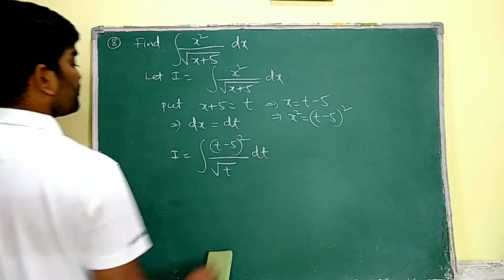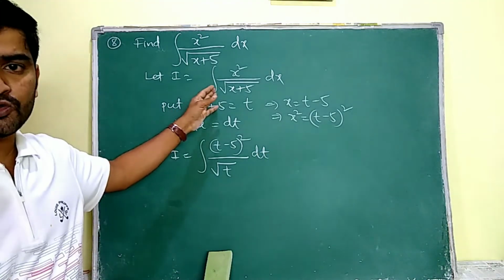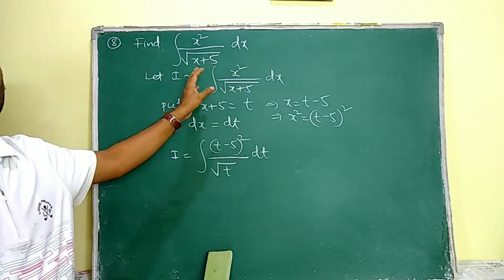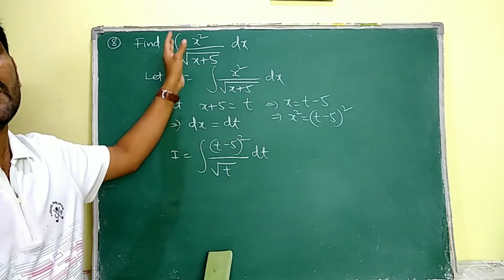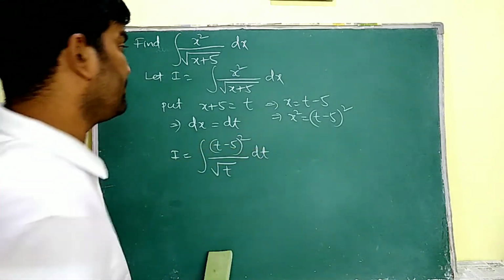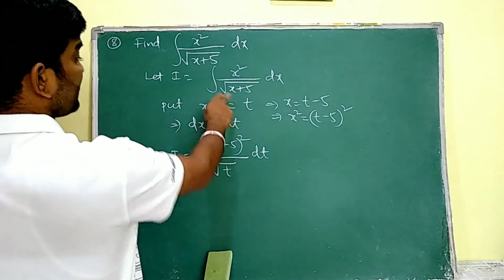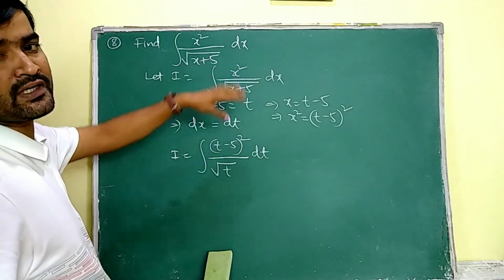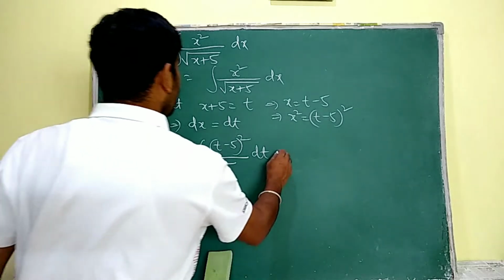Why? Because I already told you that whenever you substitute some value with another variable, I have to convert the entire value into the variable which you are substituting. Here we substituted x plus 5 is equal to t. So I have to convert this entire value into terms of t. So that is why.